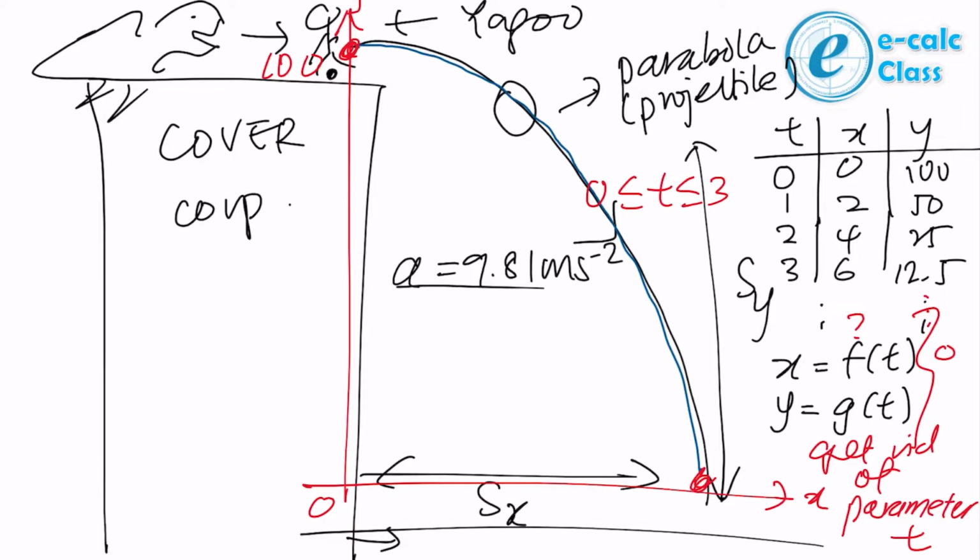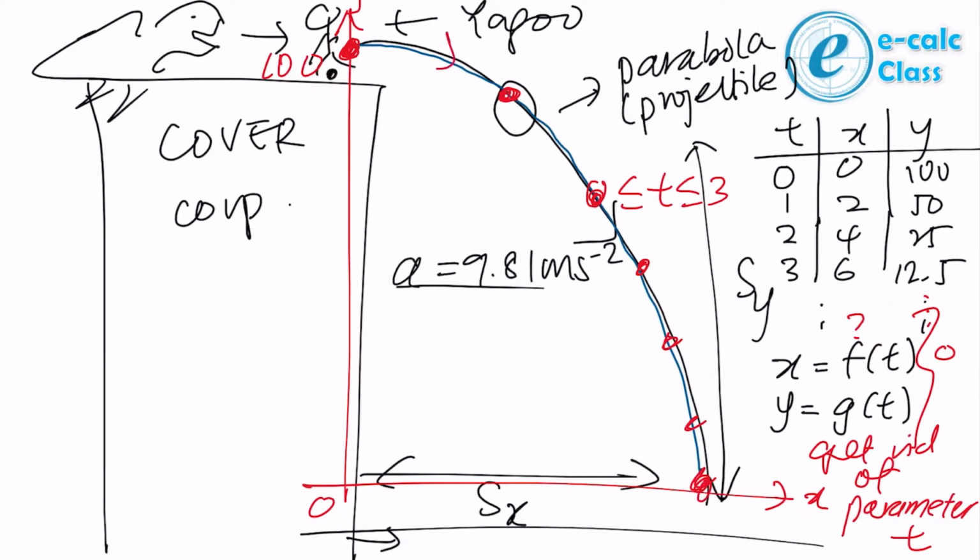The second advantage of this parametric equation is that you can trace the direction of motion. Like in this example, I know that when t equals 0, it is here: x coordinate is 0, y coordinate is 100. When t equals 1, it is somewhere here: x coordinate equals 2, then y equals 50. Of course, diagram not drawn to scale. Then after that here, then here, then here, then here, then finally here.